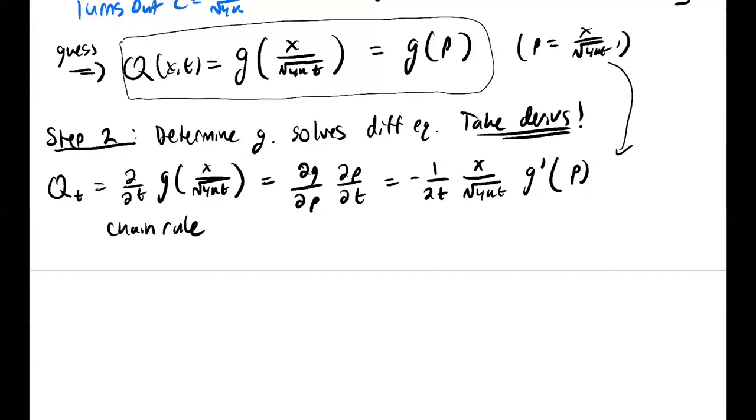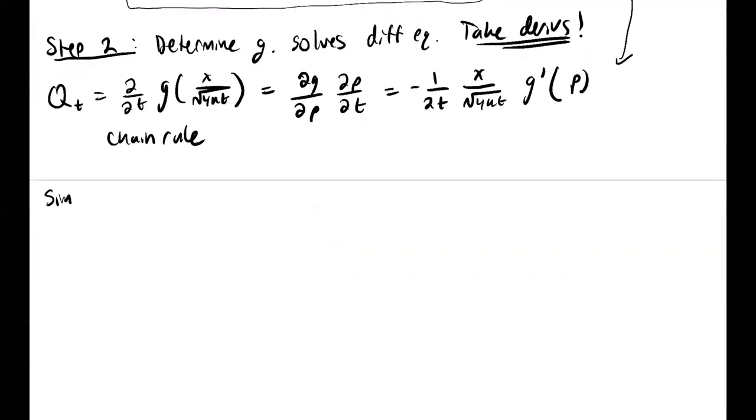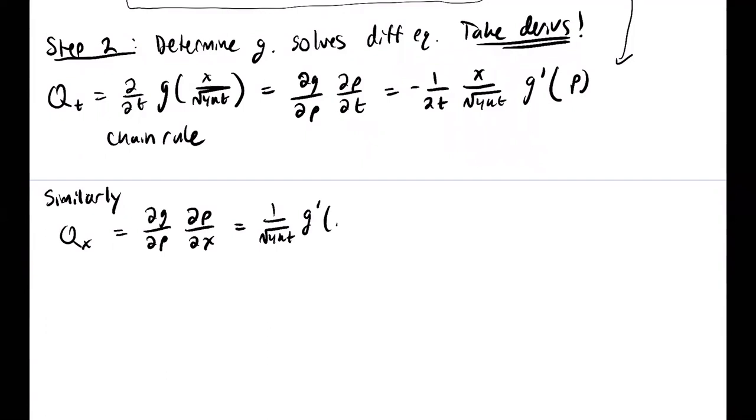Okay, and so similarly, now we have the derivative with respect to t. And now what I want to do is just calculate the x derivatives. So let's do that. So similarly, if I take the derivative with respect to x, this will be given by the derivative of g with respect to p, now times the derivative of p with respect to x. And this is actually easier because the t acts as a constant when you're differentiating with respect to x. So this just becomes 1 over square root of 4kt times g prime of p.